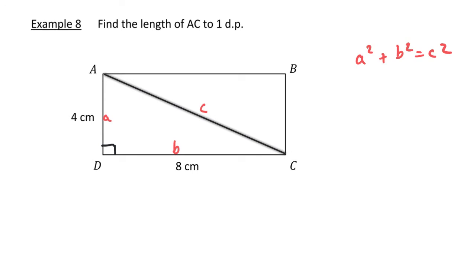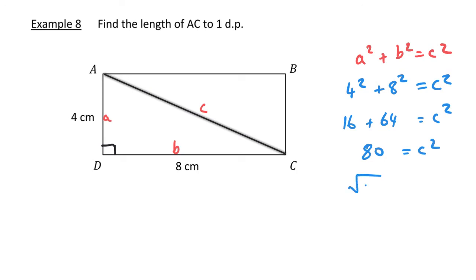So we know that a is 4, so it's going to be 4 squared. B is 8, so 8 squared equals c squared. That's 16 plus 64 is c squared. 80 is c squared. Then to work out the length of c, we do the square root of 80. So c works out to be 8.94, or 8.9 centimetres to 1 decimal place.